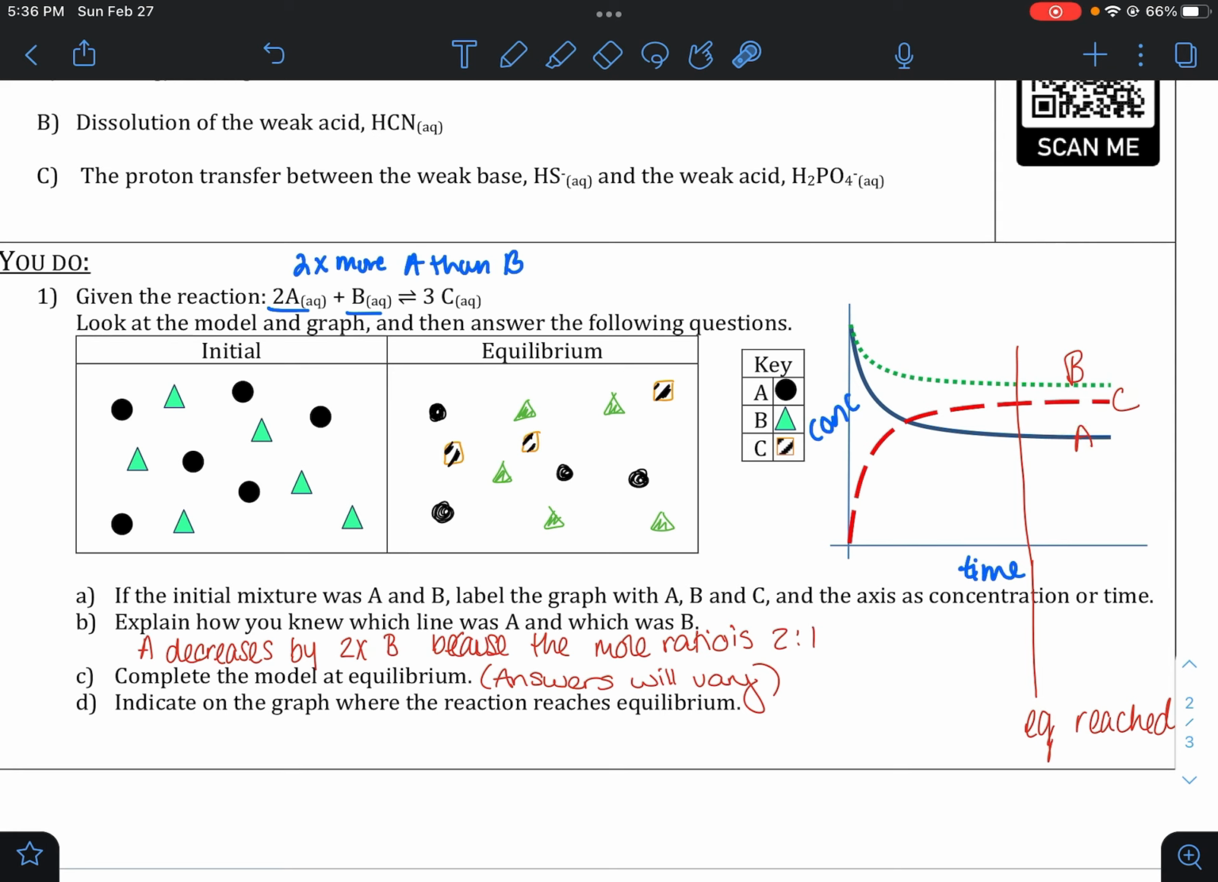Indicate on the graph where equilibrium has been reached. I think equilibrium is roughly about there. However, it is just where the graphs have flattened, so you could potentially argue all the way up to maybe this line here. But be careful, because to me it looks like this red line is still flattening out. Same with the blue line. So again, we're looking for where all of those concentrations flatten out.